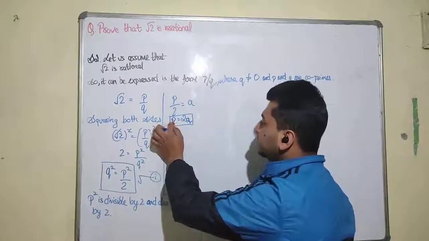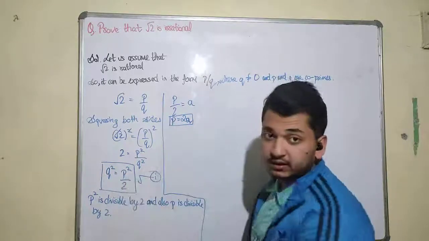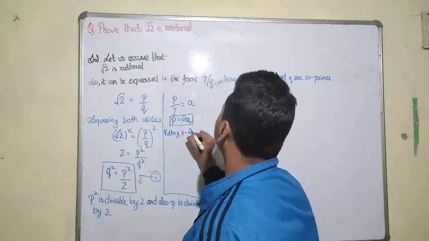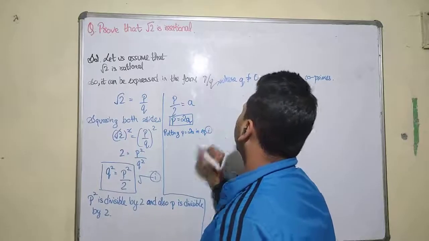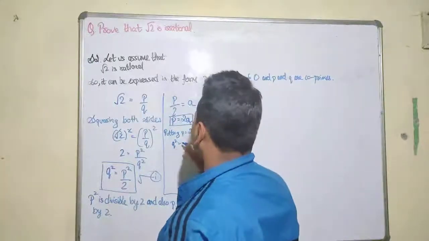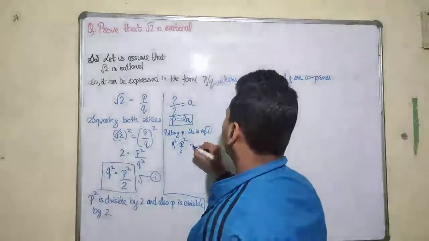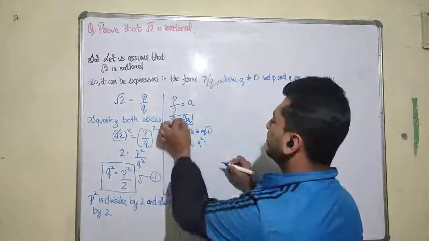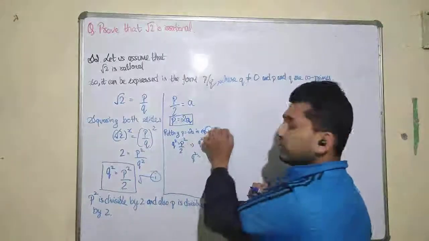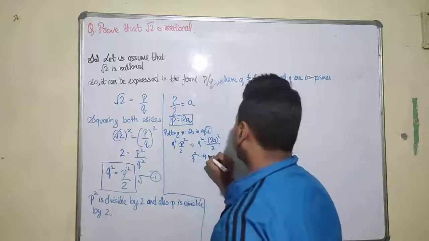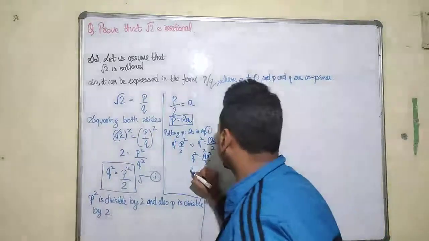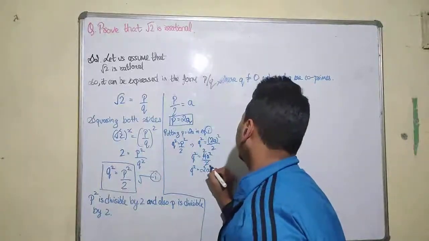Now we can replace this value of p in equation 1. Putting p equals 2a in equation 1, q square is equal to p square by 2, so q square is equal to (2a) whole square divided by 2. So q square is 4a square divided by 2, and 2 cuts off 4, so q square is equal to 2a square.